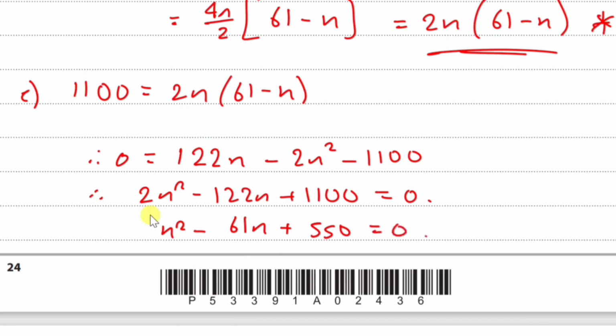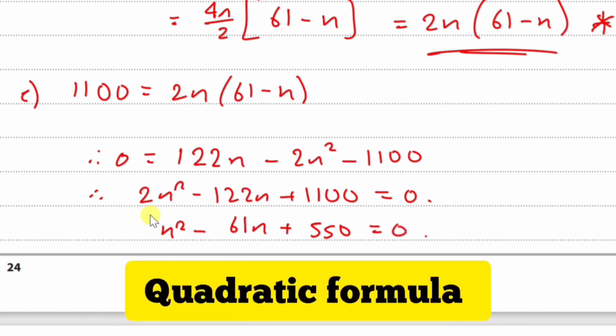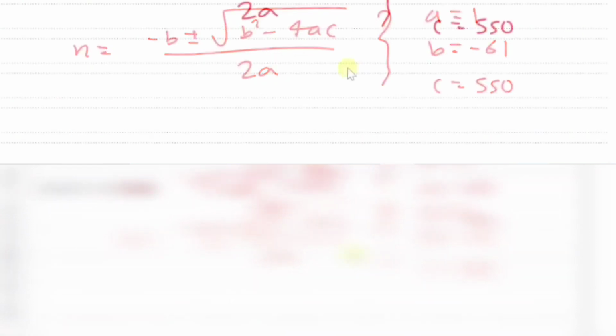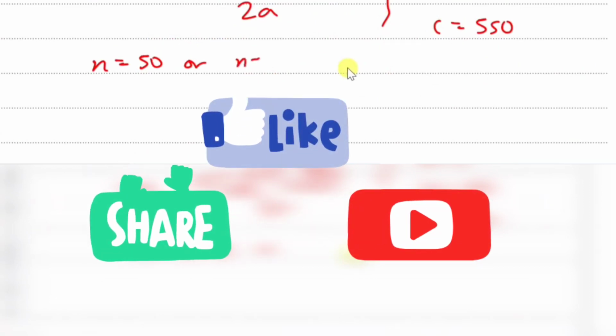So, to solve this one, we need to use either the quadratic formula and get the answer directly, yeah? So the quadratic formula is this. n is going to equal minus b plus or minus the square root. a is your coefficient in front of the n squared, so it'll be 1. b would be minus 61, and c would be 550. So plugging all in, you either get n equals 50 or n equals 11.